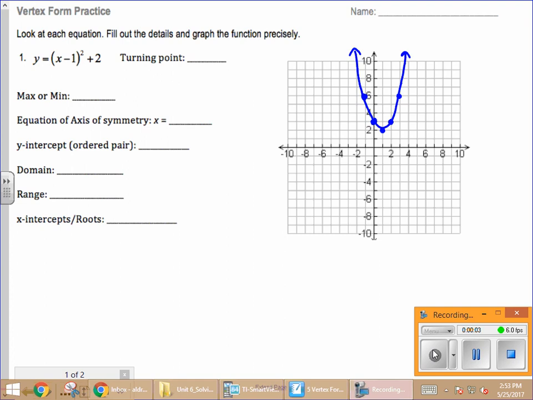This is the Algebra 1 Summer School, Unit 6, Lesson 3 practice video. This is Vertex form of a quadratic practice. I'm going to do numbers 1, 4, and 5 on this practice video.